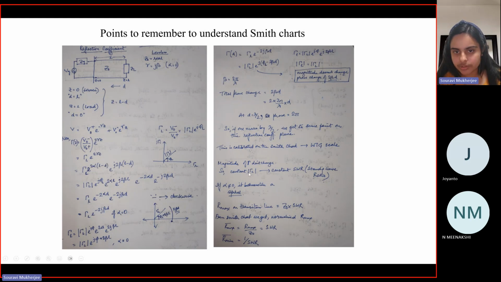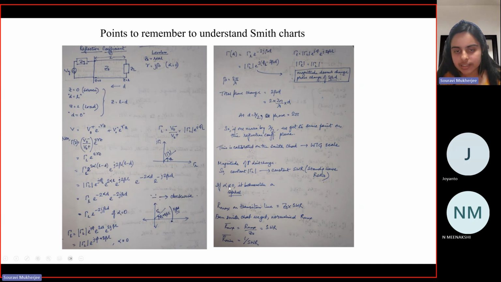And it's important to note that while you move, your reflection coefficient magnitude does not change. So if you draw a circle of a constant radius starting from a particular impedance value, that would give you the constant SWR circle, because along that circle, your reflection coefficient and therefore the SWR won't change.